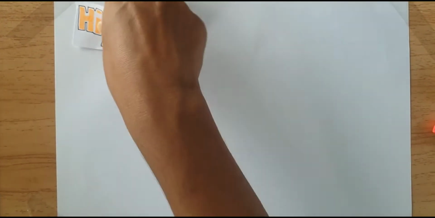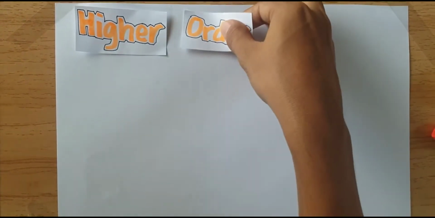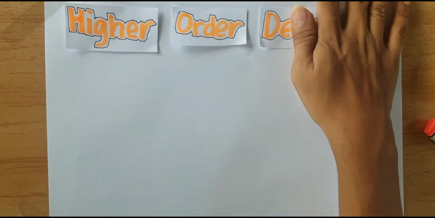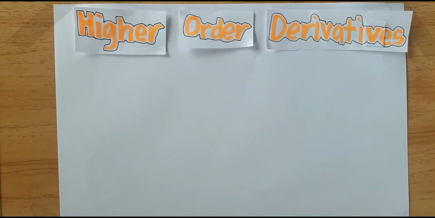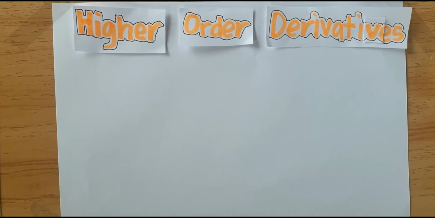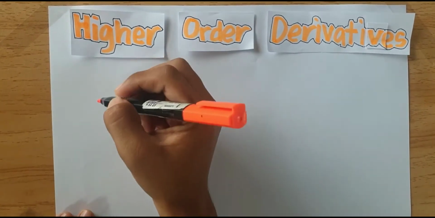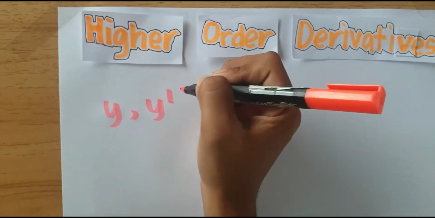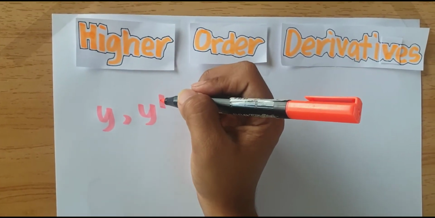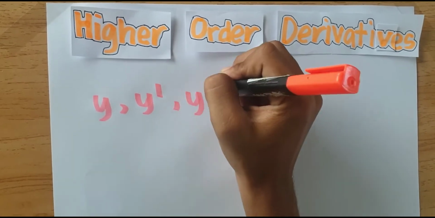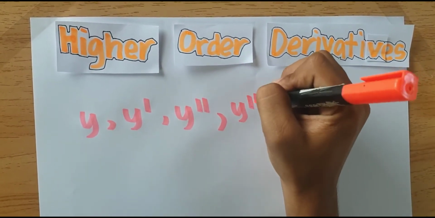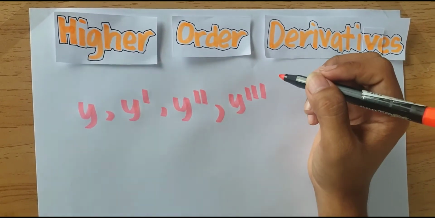So in this video, we are going to talk about higher order derivatives. So what is higher order derivatives? In higher order derivatives, we have y prime as the first derivative, y double prime as the second derivative, and y triple prime as the third derivative.